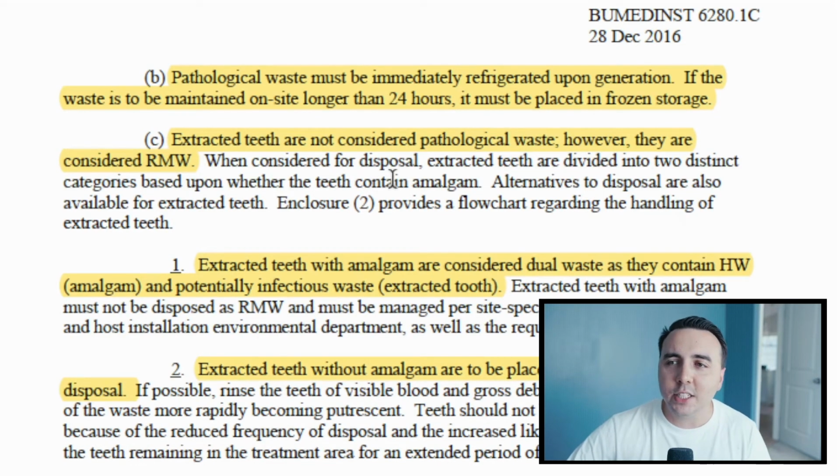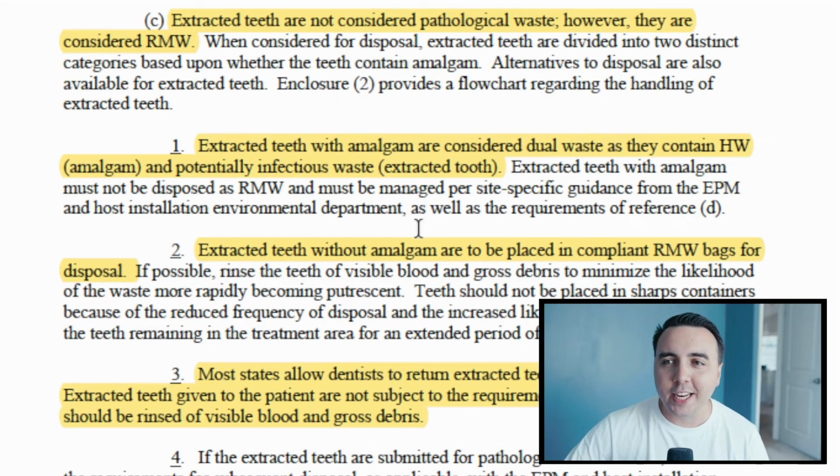Extracted teeth are not considered pathological waste. However, they are considered regulated medical waste. Again, later on in this instruction. Extracted teeth with amalgam are considered dual waste, as they contain hazardous waste, which is amalgam, and potentially infectious waste, which is the extracted tooth.